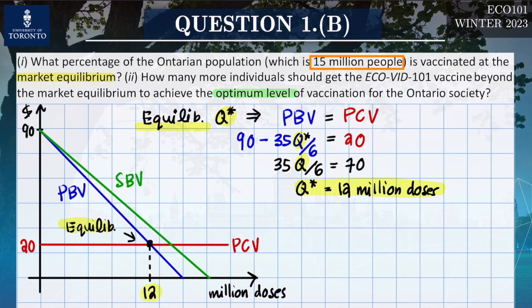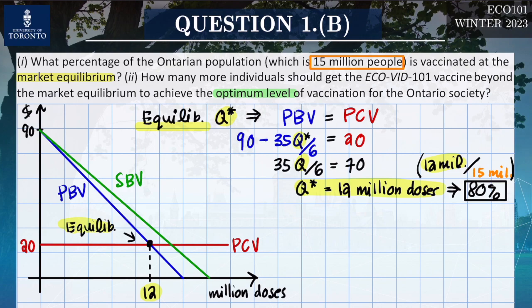We have 12 million doses received, but what we actually wanted is the vaccination rate. So that should be easy to compute because we have the population already. 12 million people have received the vaccine, but the province's population is 15 million people. So in percentage, this is 80% of the population being vaccinated at the market equilibrium, where marginal private cost is equal to marginal private benefit.